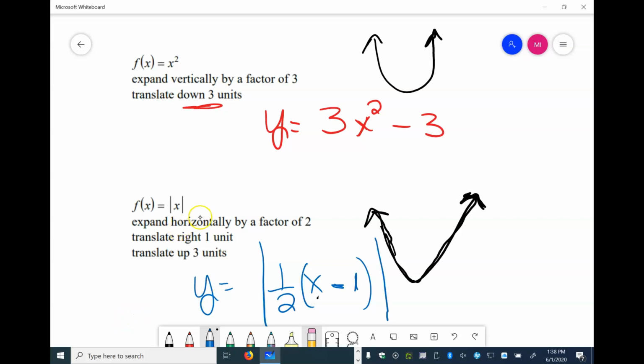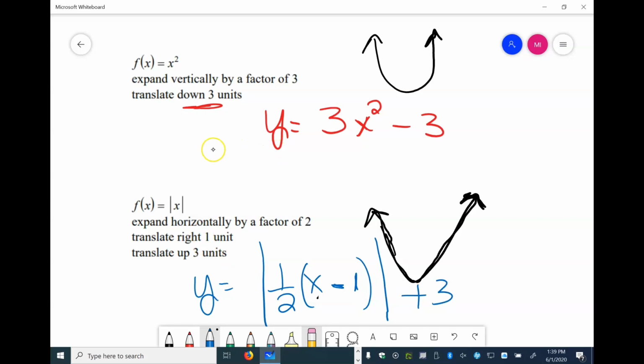So this here is expand horizontally, a factor of 2. So that's where we're going to get the 1/2 from. And then we're going to shift right 1 unit. So remember, it's going to be the opposite. This is -1, we're going to go to the right one. Now I want to shift up 3 units. So because we're going up and it's on the outside of the function, we're going to put a +3.